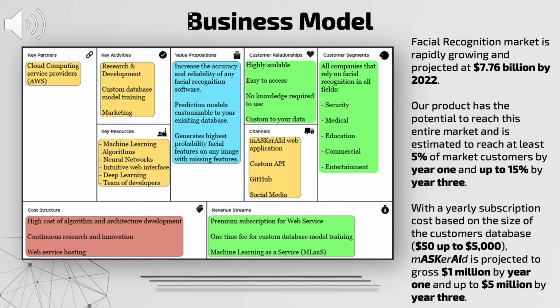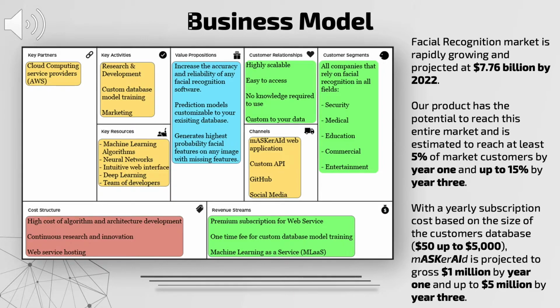Our product reconstructs the face with highest probability on any image with missing features. We'll be able to generate prediction models customizable to any organization's existing database. Due to these value propositions, customers turn to our product. And coming to the customer relationships, it is highly scalable, as in it can handle a large increase in users or workload, and easily accessible, and customers can use it without any personal assistance, and it can be customizable to any organization's data.